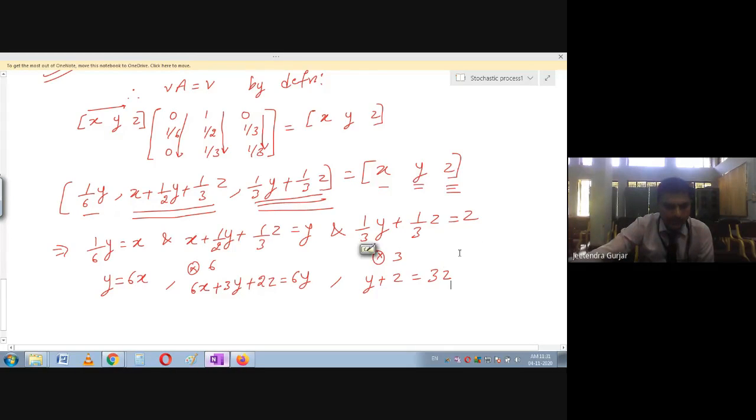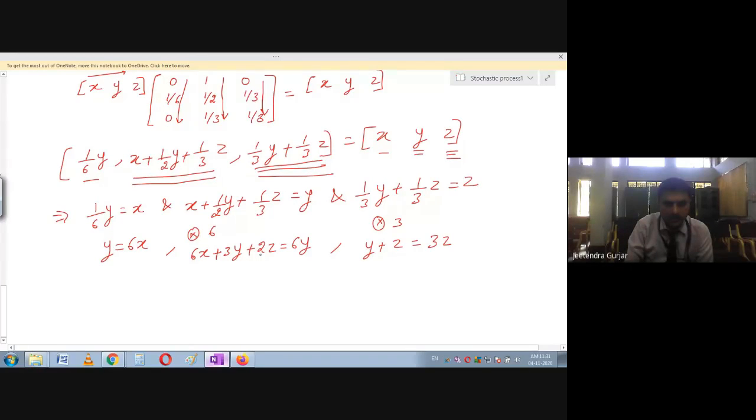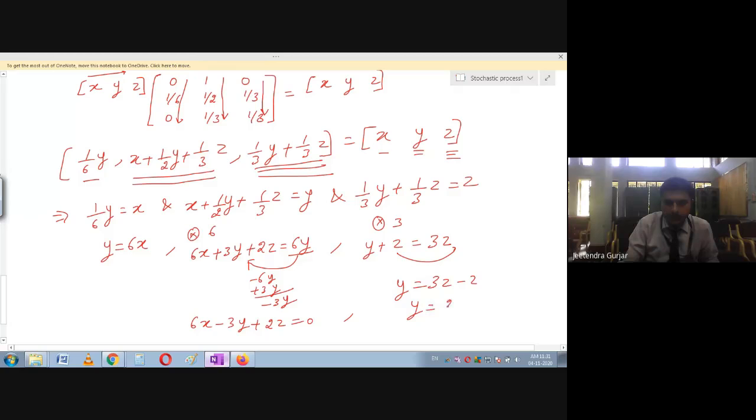Okay, further I can simplify. Yes, definitely I can simplify this. I'll bring this 6y here. It is going to become minus 6y. So you can see minus 6y plus 3y will be minus 3y. Is it clear? So this equation I can write like this: 6x minus 3y plus 2z is equal to 0. Similarly, you can take this z outside here. If I take this z, this will be y is equal to 3z minus z, y is equal to 2z.